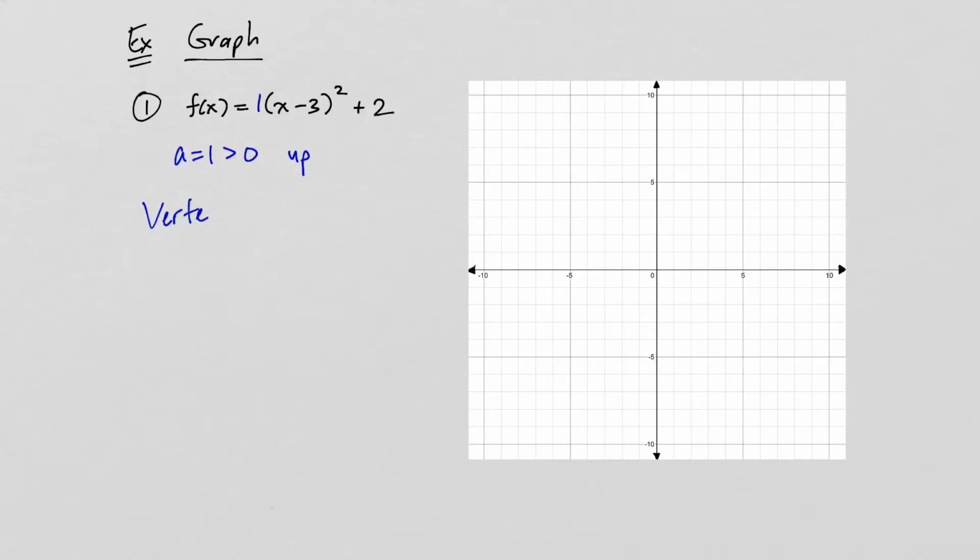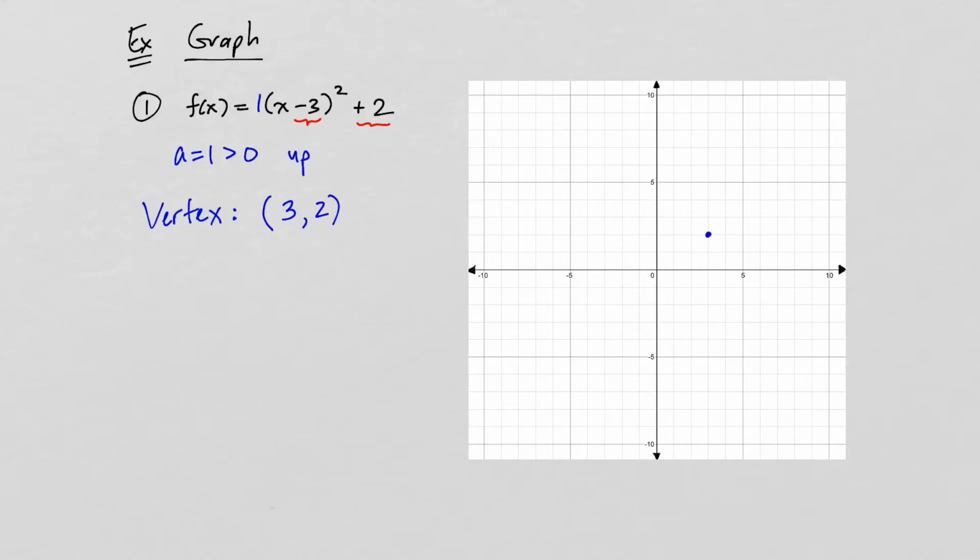Now, anytime you graph a quadratic function, you have to have the vertex of the parabola. And the way we get the vertex is we look at these two numbers here. What's really important is when you're finding the x coordinate, you need to take the opposite of this number. Remember, this is x minus h. So that means h is positive 3. So the vertex is going to be at positive 3. And then the y coordinate of the vertex is this number here, and that is positive 2. So the vertex of this parabola is at (3, 2).